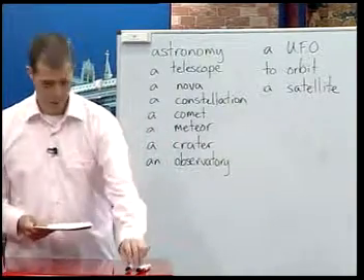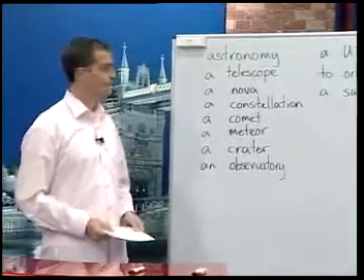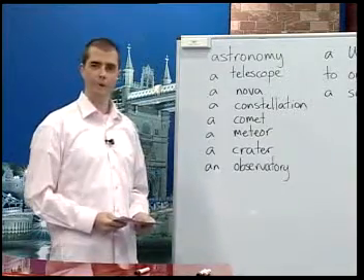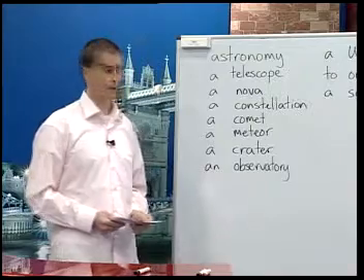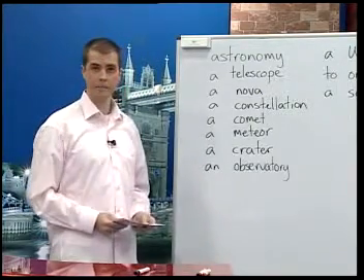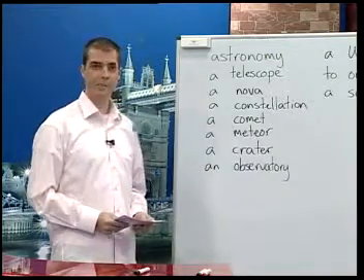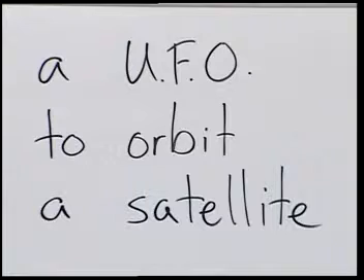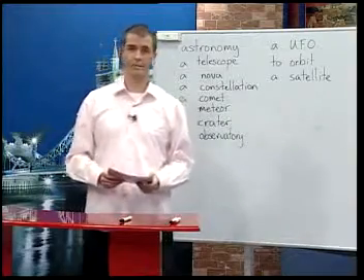Let's review these words. Astronomy. A telescope. A nova. And a constellation. A comet, a meteor, a crater, an observatory. A UFO, the verb to orbit, and finally a satellite.